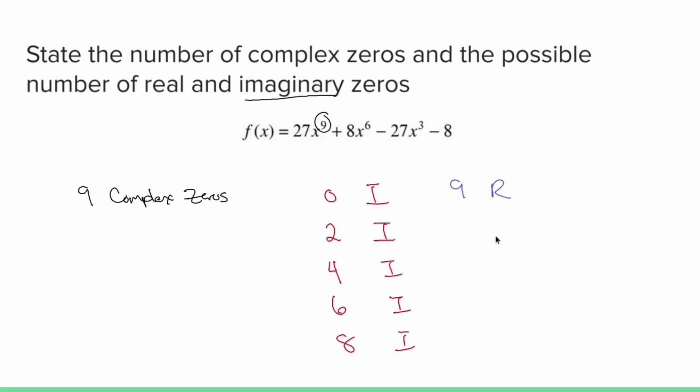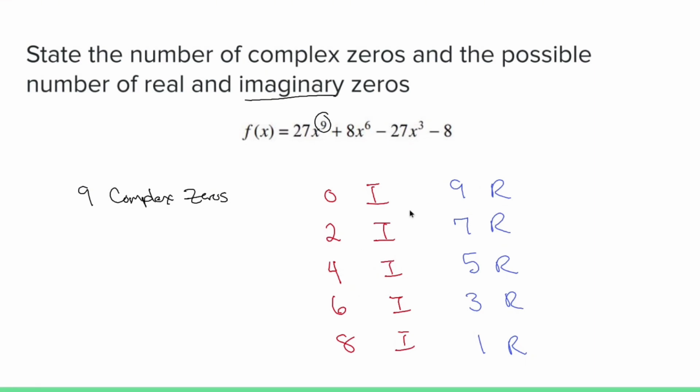So if 2 of these are imaginary, that leaves us with 7 reals. If 4 of these are imaginary, that leaves us with 5 reals. If 6 of these are imaginary, that leaves us with 3 reals. And if 8 of these are imaginary, that leaves us with 1 real number.